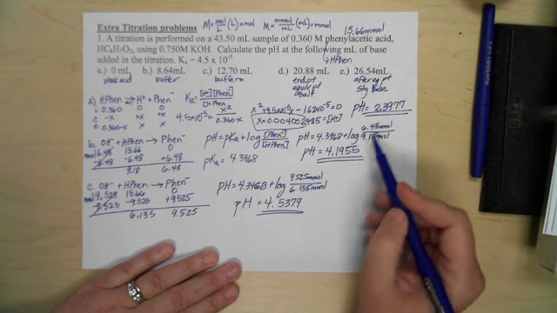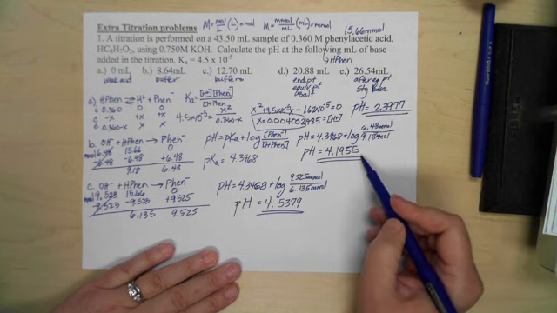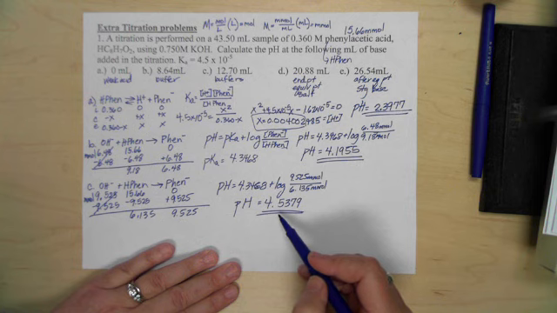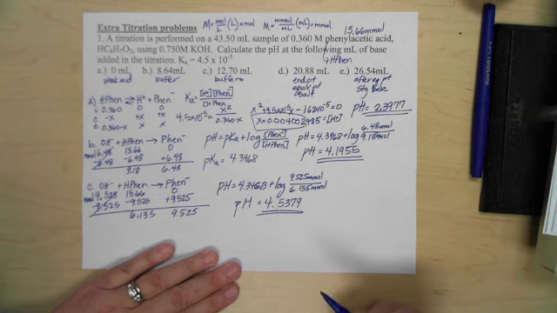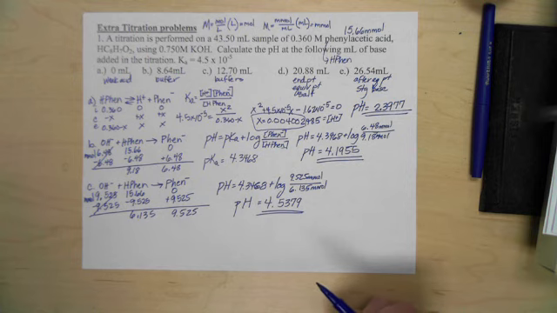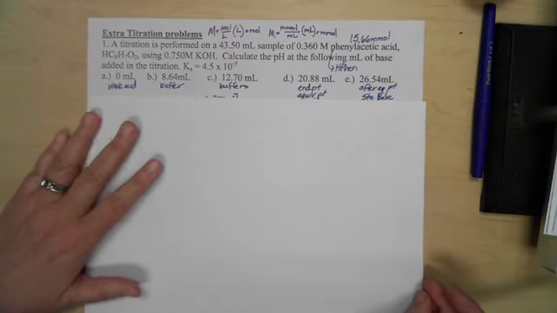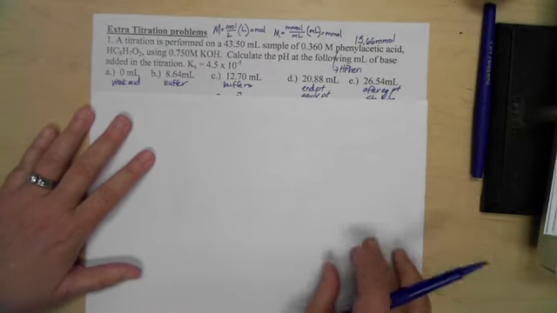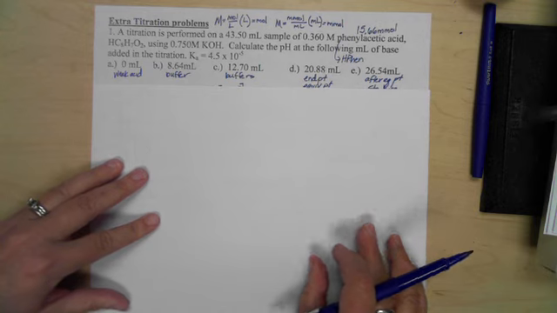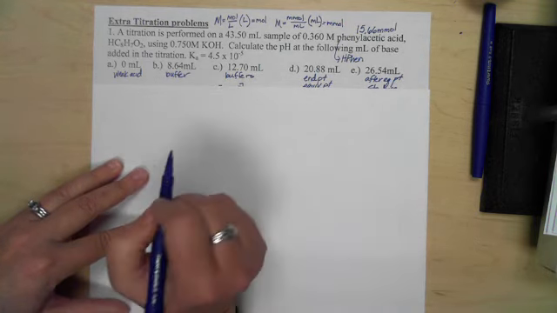So we started with 2.3977. We've risen to 4.155 for our first addition of base. Our second addition is 4.5379. Now, the next step is the endpoint or equivalence point, and I'm going to put another sheet of paper here to give myself plenty of room to work so that you can see, but it's just a continuation of the same problem.